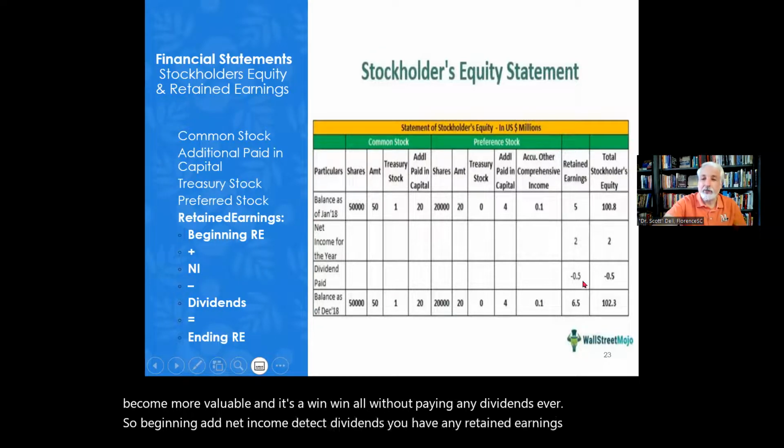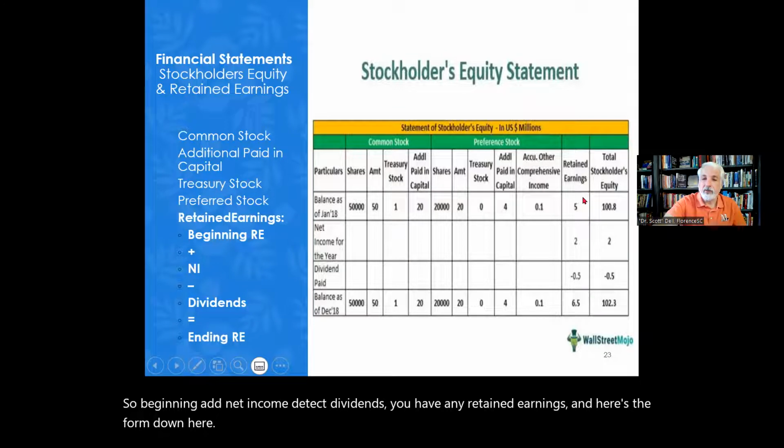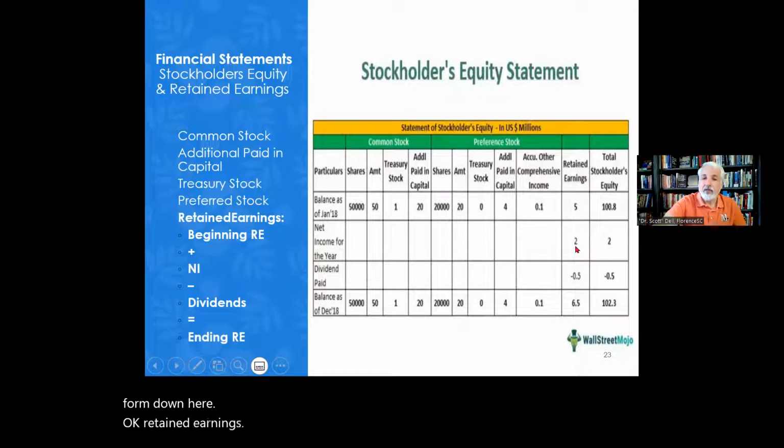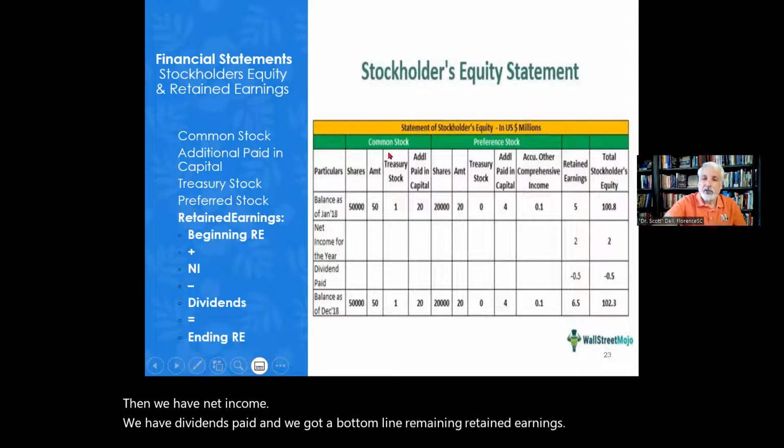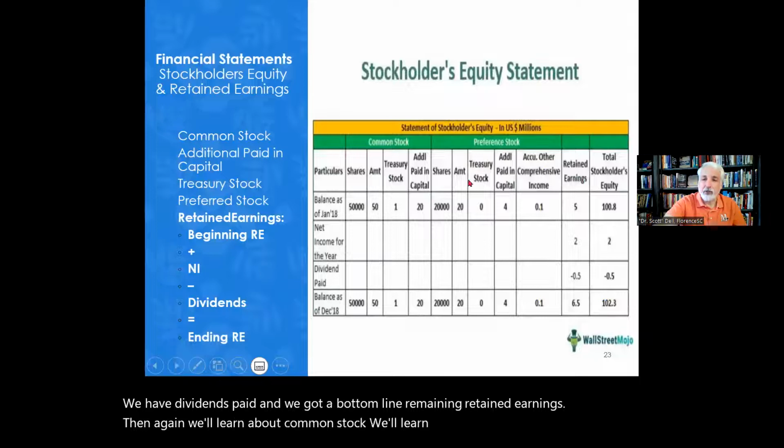And here's the format down here. Okay, retained earnings. Then we have net income. We have dividends paid. And we get a bottom line remaining retained earnings. Then we'll learn about common stock. We'll learn about preferred stock. We'll learn about treasury stock. We'll learn about all that down the road.